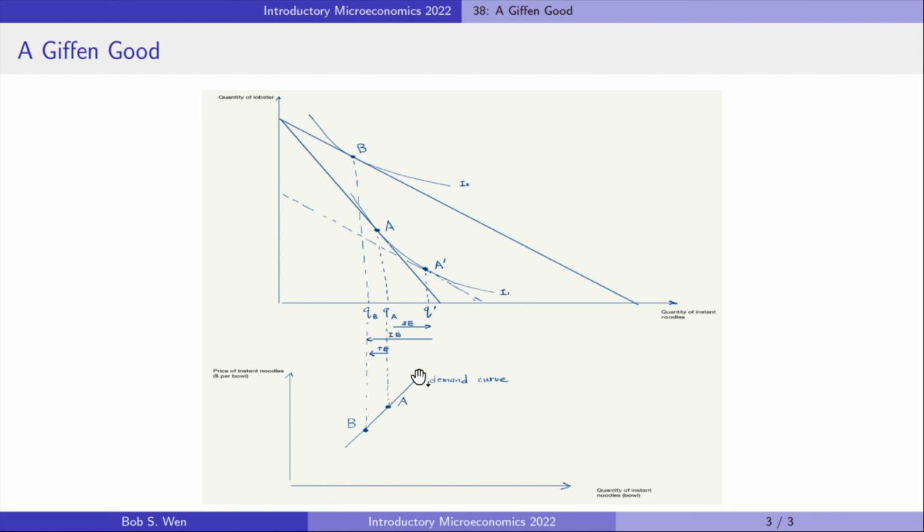Remember that a Giffen good must be an inferior good in the first place. For an inferior good, the substitution effect and the income effect are always in the opposite direction. The key is which effect is greater. If the income effect is greater, as in our case, the inferior good is also a Giffen good. If the substitution effect is greater, the inferior good is just an inferior good. It is not a Giffen good.